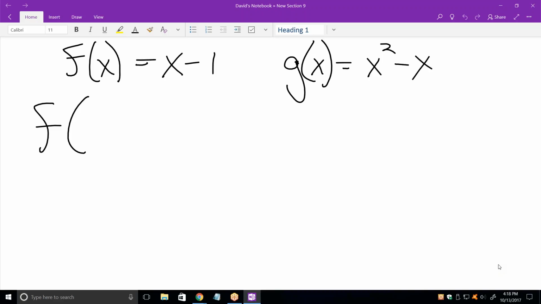(f + g)(4), like that? Yeah, like that, maybe. How do they write it in the book? They'd say parentheses f plus g, and then they have another parentheses for the 4, like that. Yeah, just like I've written it.